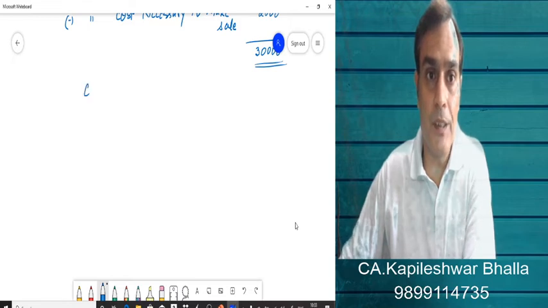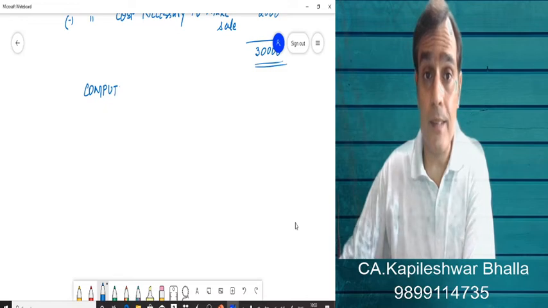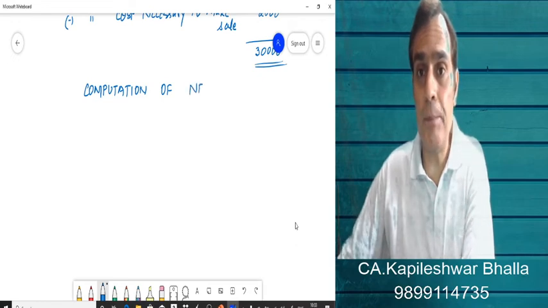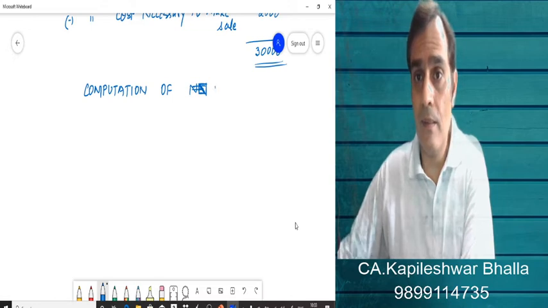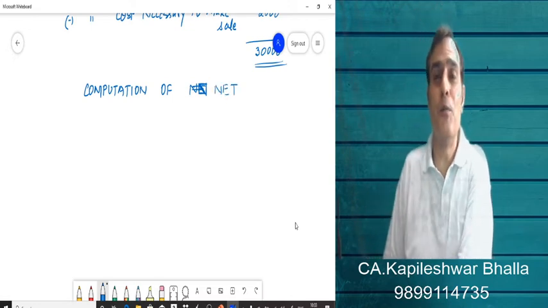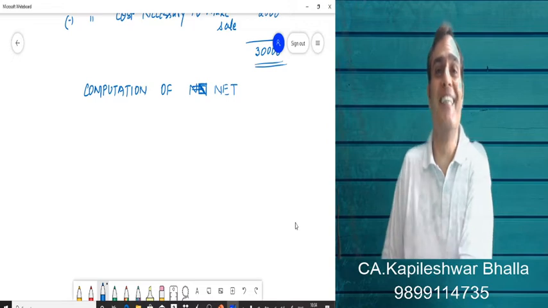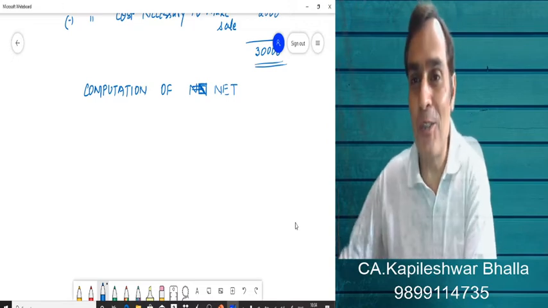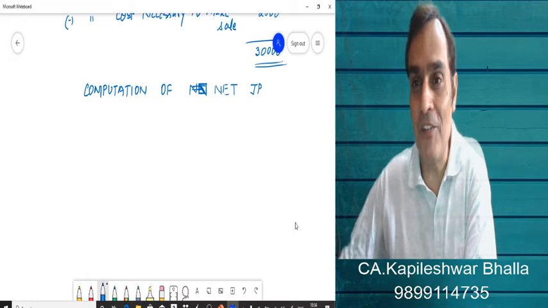First of all, let's show the computation. This is not the working note, this is the main solution. So computation of net JPC. Oh my God. Sometimes, if you're not careful with the words, it automatically makes a square as well. So computation of the net JPC.